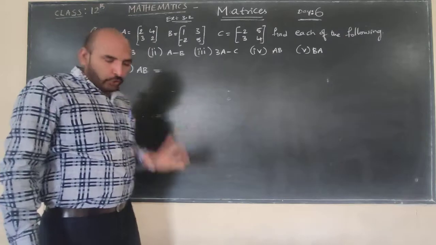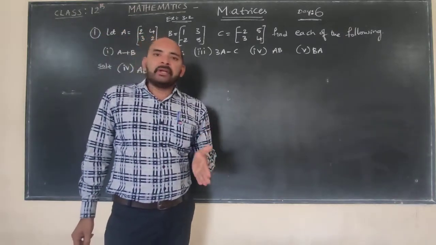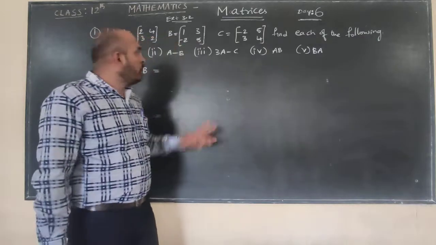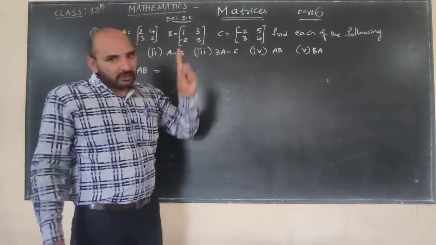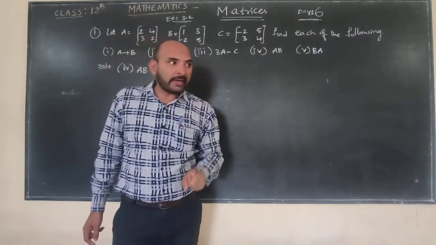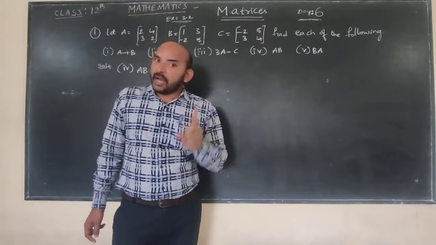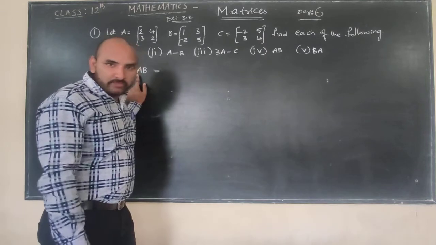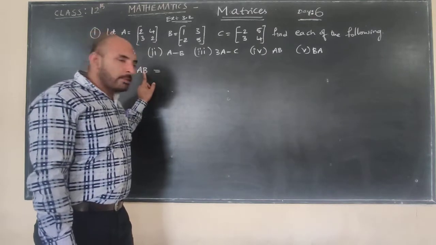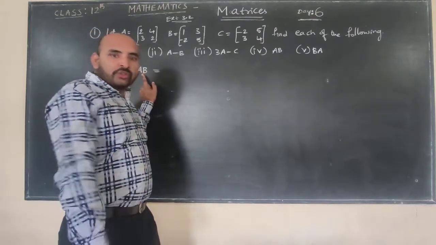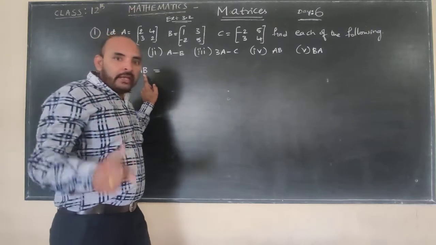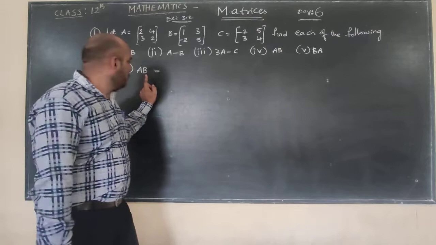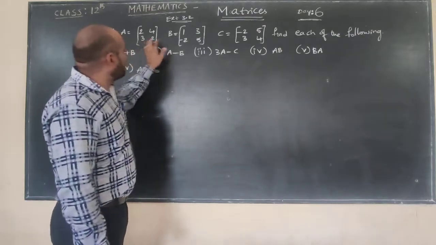I already told clearly, matrix multiplication is only possible when both matrices are square matrices, and also the first matrix's number of columns must be equal to the second matrix's number of rows. Then only the product is possible. Otherwise, the product is not possible. Remember. So here A and B both are square matrices.